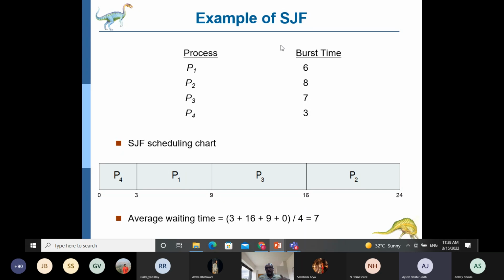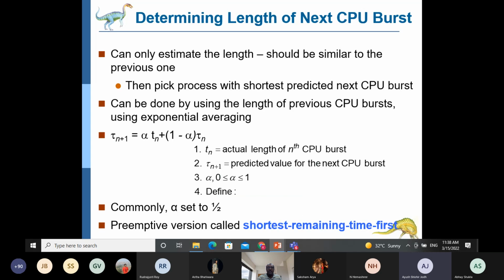Suppose there are 10 processes that are ready for execution. Now we need to estimate the current CPU burst of these 10 processes. Among these predicted 10 bursts, whichever is the smallest, based on that you need to sort the processes and give access to the CPU. So how do you estimate the CPU burst?